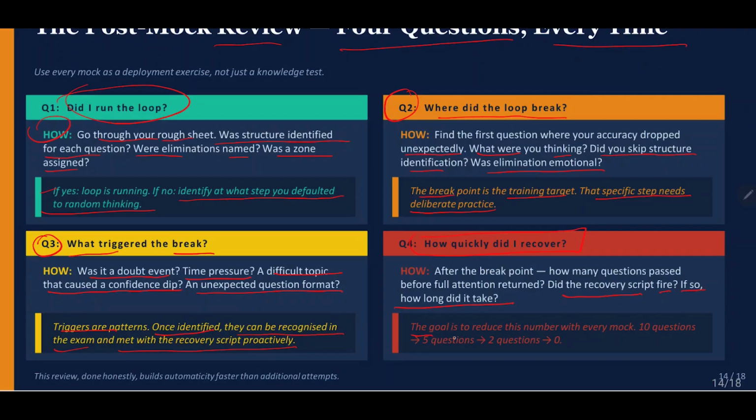The goal is to reduce this number with every mock. 10 questions, 5 questions, 2 questions, 0 questions. This review, done honestly, builds automaticity faster than additional attempts. I hope you are getting my point clearly, right?